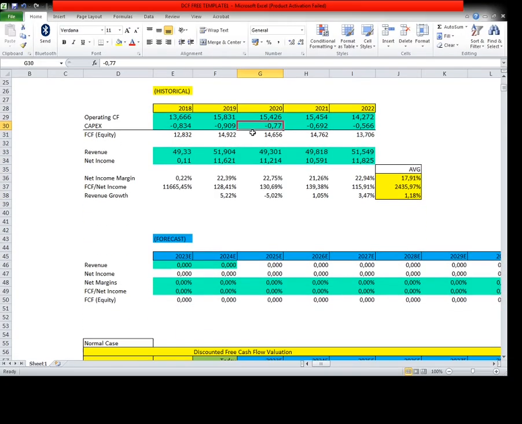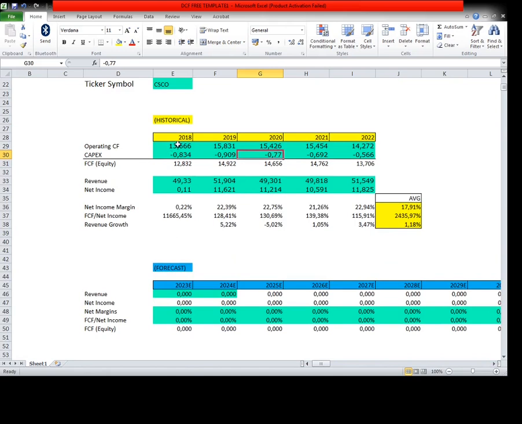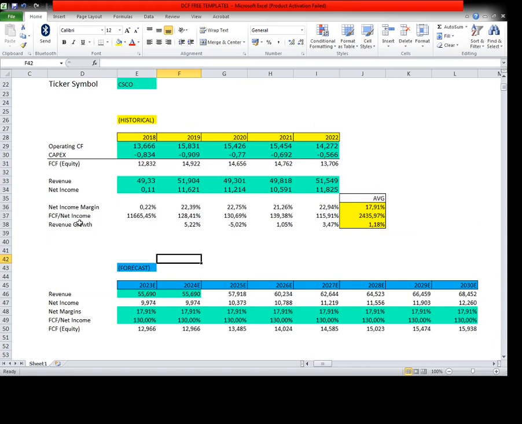I've already logged in the operating cash flow and the capital expenditure, and then we have the free cash flow to equity calculated automatically. I logged in the revenue for the last 5 years and the net income. And here we have our net margin. Our average net income margin is 17.91%. And then we have the free cash flow to net income calculated for us.